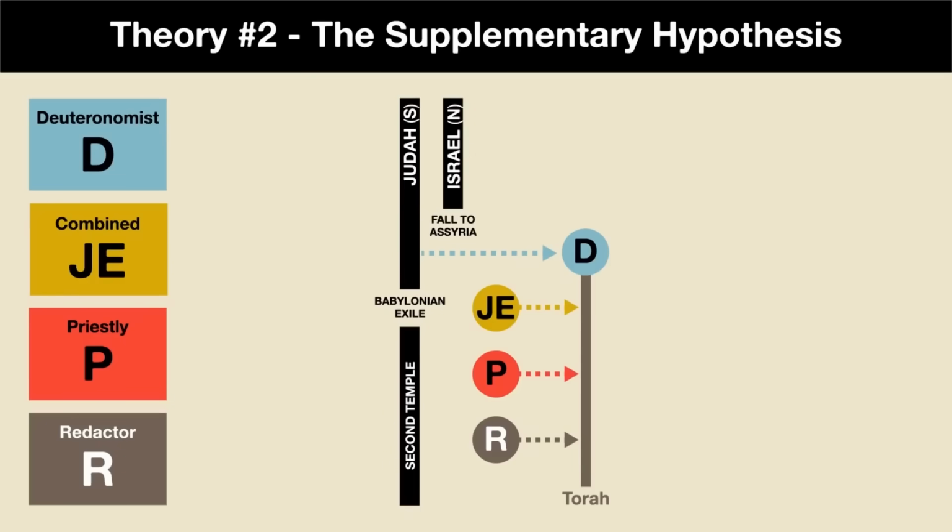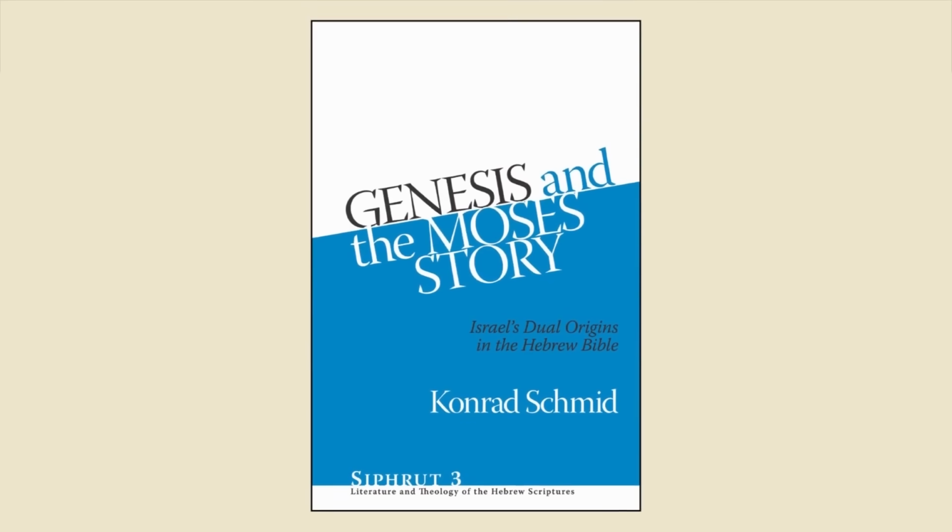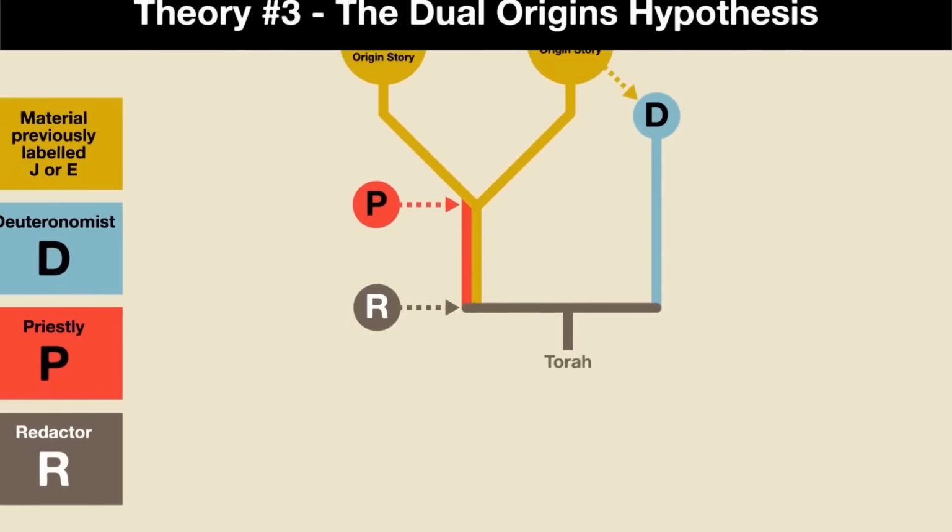So rather than four separate sources, instead we get a single source with additional material being added to it over time. So that's basically where 21st century biblical scholarship currently stands on the matter. However, there is a new theory being explored nowadays, mostly in continental Europe. It came to my attention through a book called Genesis and the Moses Story, originally written in German by Konrad Schmid. I'm going to label this theory the dual origins theory.